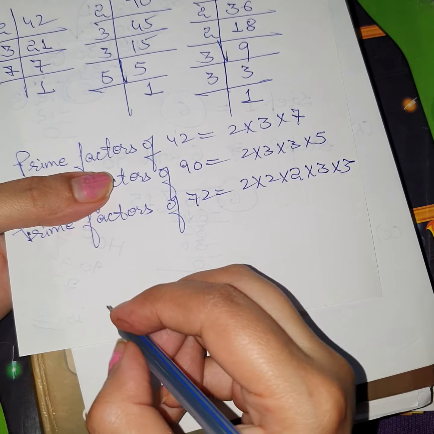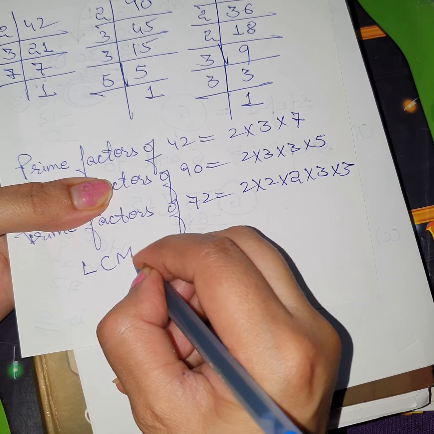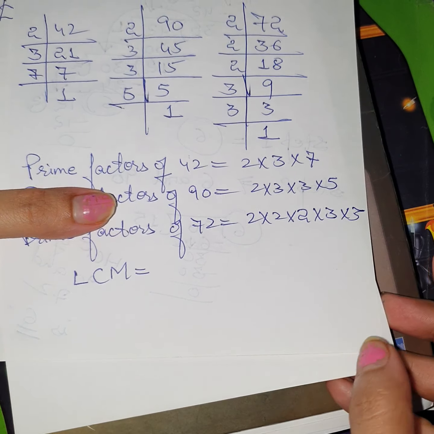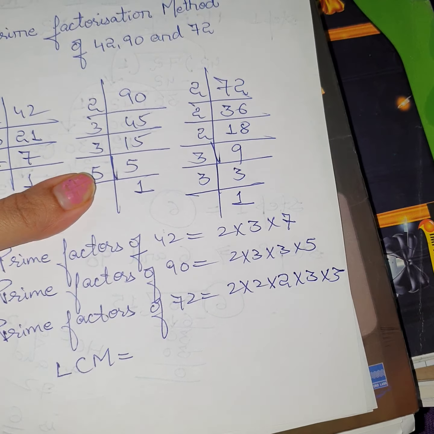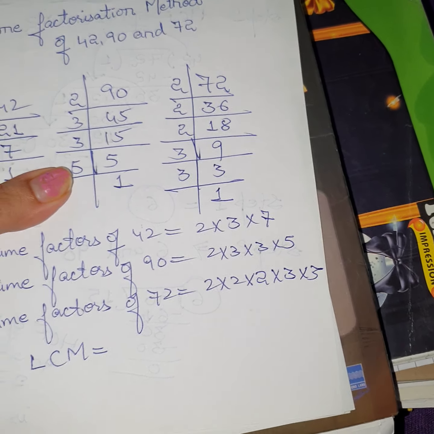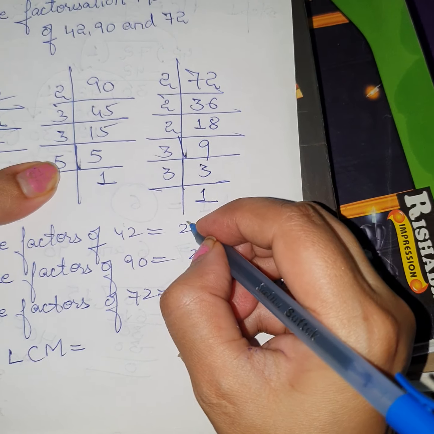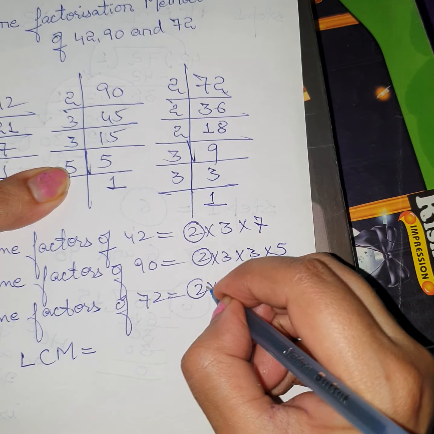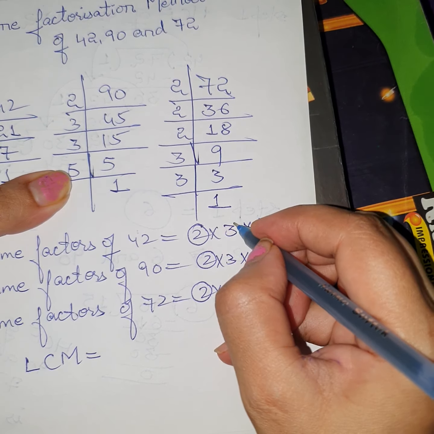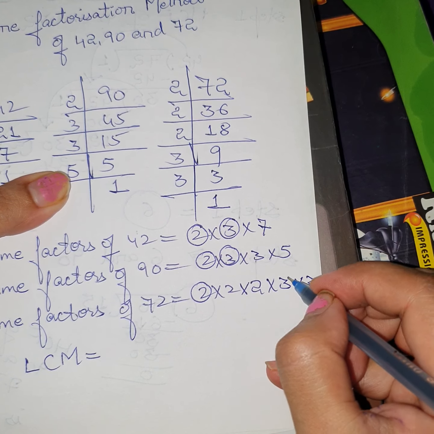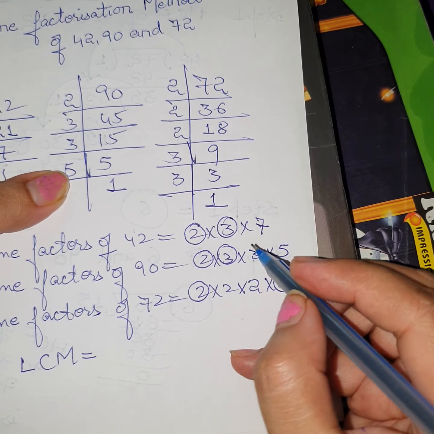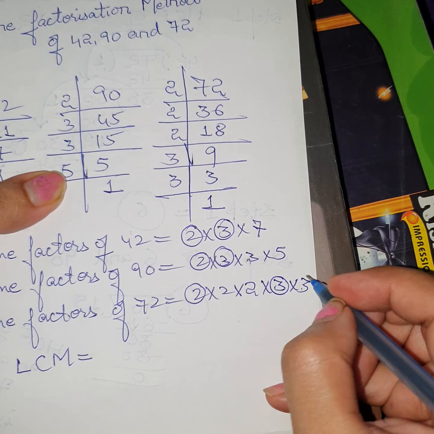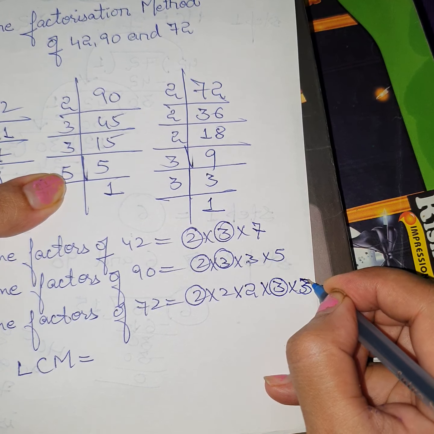Now in LCM, I have told you that we take the common and uncommon, all the values. And in HCF, we take only the common values. So here students, you see that 2 is coming common in all. Okay. 3 is coming common in all. So this 2 and 3 we will take. But here you can see that one more 3 is coming common, but it is coming common in only 2 numbers.